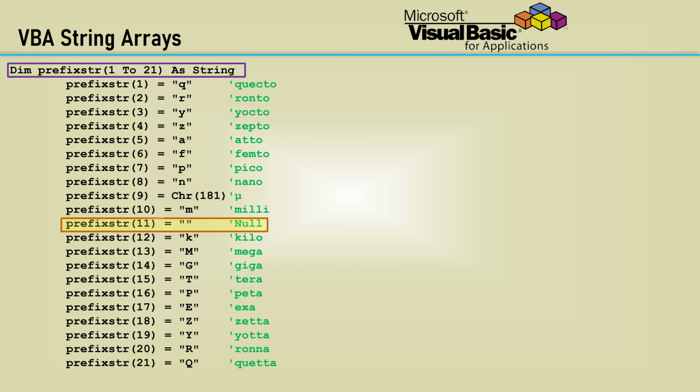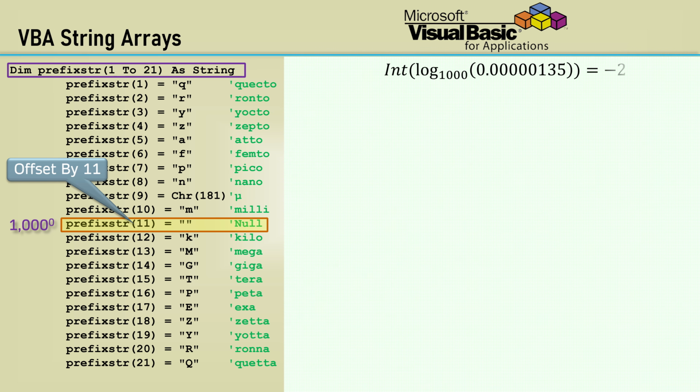Notice the index 11 is null for no prefix. That's 1000 to the power of 0. We can just offset our numbers by 11 to select the correct prefix string. Take the log base 1000 of this small number and take the integer value of it. We get minus 2.